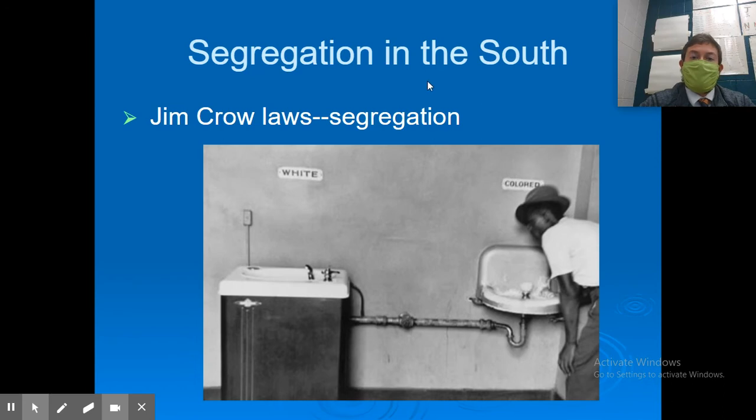After the Civil War, you have segregation in the South. The most famous of these are the Jim Crow laws, which, again, segregate black versus white. Or a lot of signs back then would say white or colored.